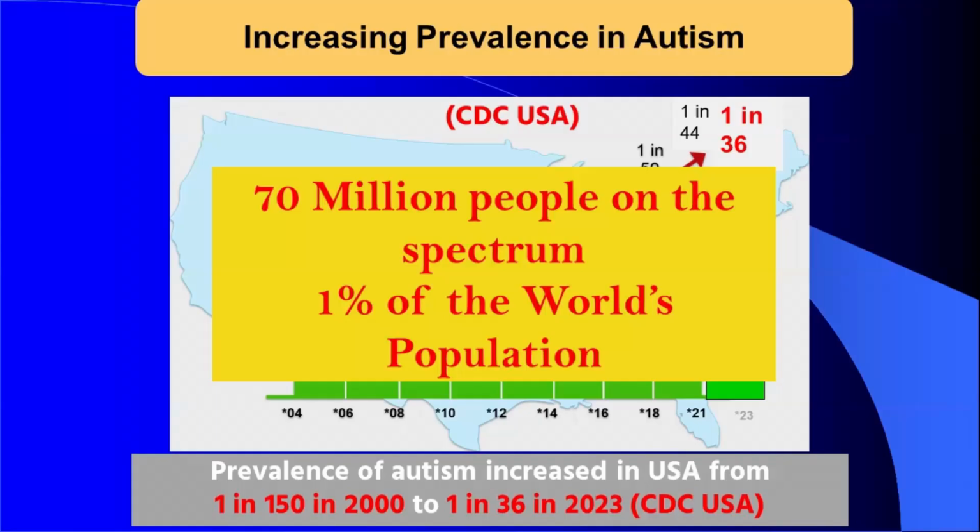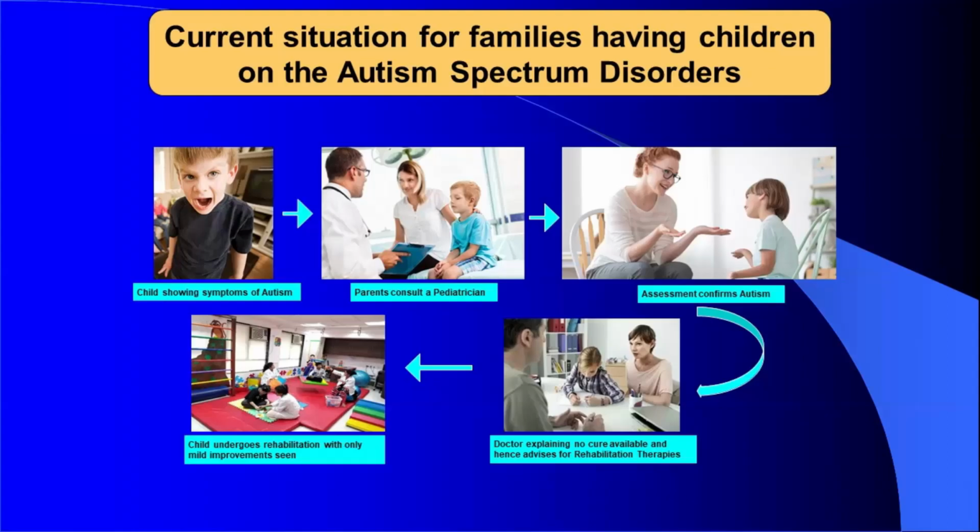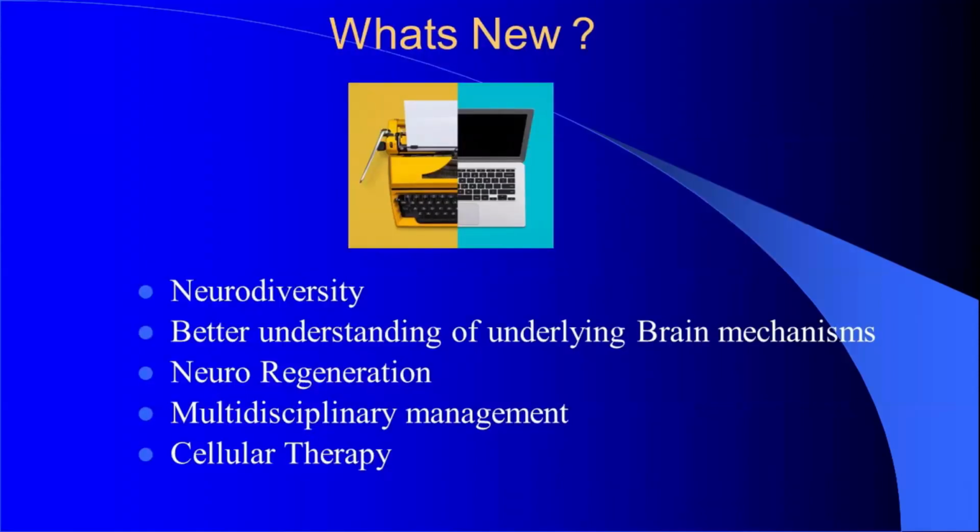There are about 70 million kids on the planet. That's 1% of the world's population. It's like a huge percentage of people. So the current situation is that you have a child who has some symptoms, the parents notice, you go to the doctor, therapist, get a diagnosis, and they say what you can do is therapy. You start the therapy and you're back to where you were. So what's new? What am I going to be talking about in this talk that's different?